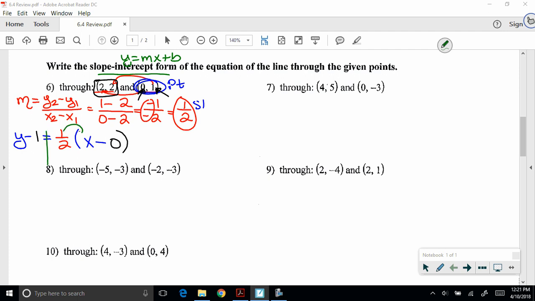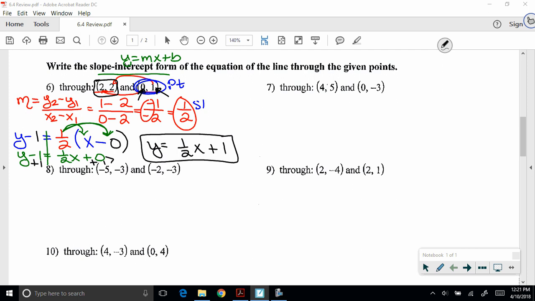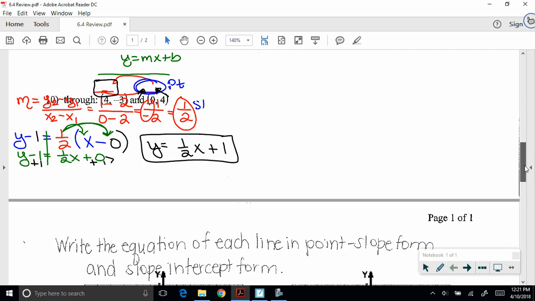So I'm going to draw in my wall, and I'm going to distribute. 1/2 times x is 1/2 x. 1/2 times 0 is just plus 0. I'm going to bring down my y minus 1 and my equal sign. And then to solve for y, I'm going to add 1 to both sides. So my equation will be y equals 1/2 x plus 0 plus 1, which is 1. And there's my answer in slope-intercept form. That's the method you're going to do through 10.